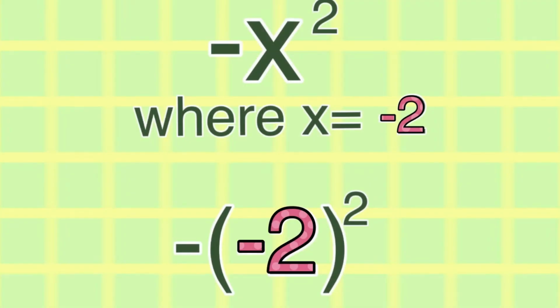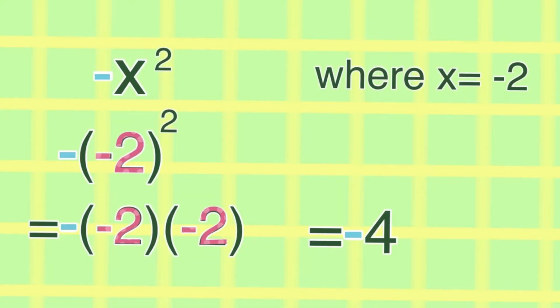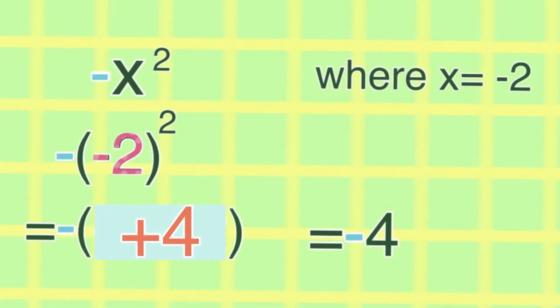For example, we have negative x squared, and in this case, we're going to have x equal negative 2. So negative 2 times negative 2 equals positive 4. Now, outside of that parentheses, we have a negative. So then that will reverse the sign, and it will now be negative 4.